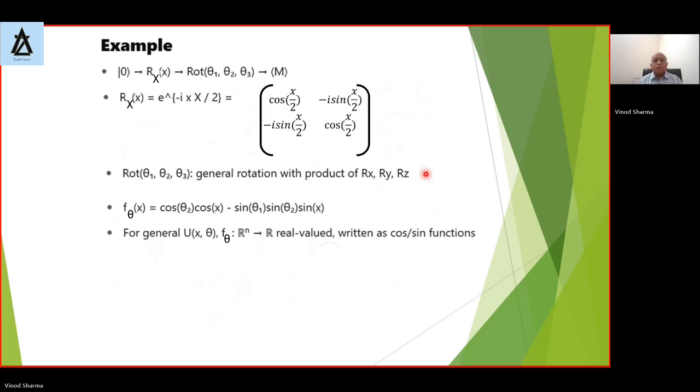If you do this selection, then the average output, which we are denoting f(theta, x) for this given theta vector, is cos theta2 cos x, where x is the input, minus sin theta1 sin theta2 sin x. For general U(x, theta), we can compute f(theta) in the same way. Then f(theta) could in general be a vector function from R^n to R. It will be real valued, and it can be written in terms of cosine and sine functions, just like in this particular example.